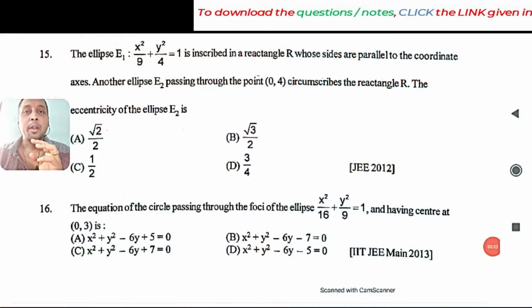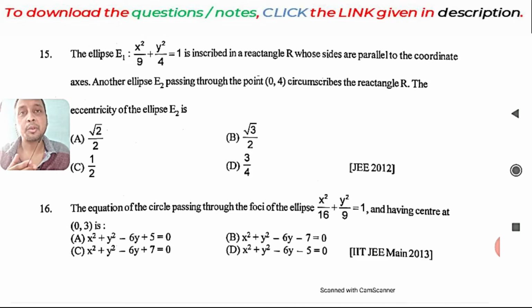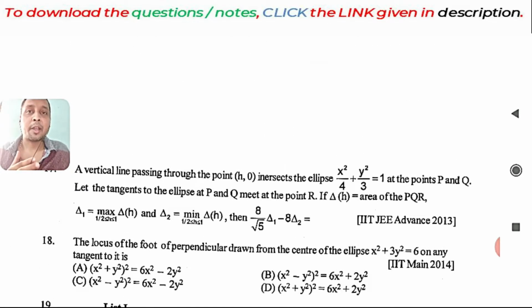Okay students, welcome all to this new lecture in advanced level, where we are solving previous year IIT JEE questions on ellipse. So today we will be solving question number 15, 16, 17 and 18. Okay, then let's try to solve these questions.